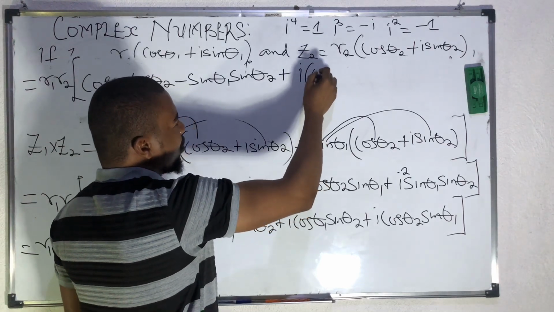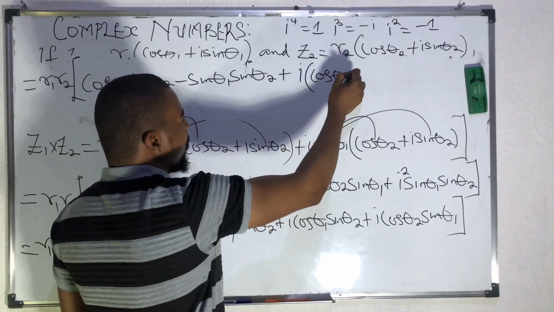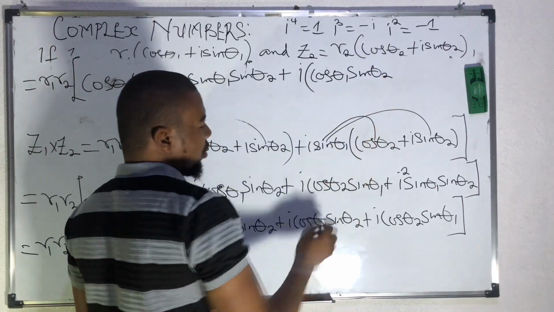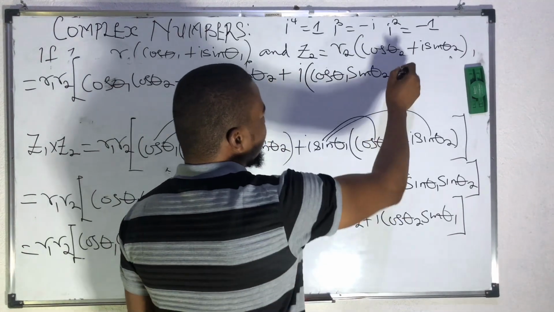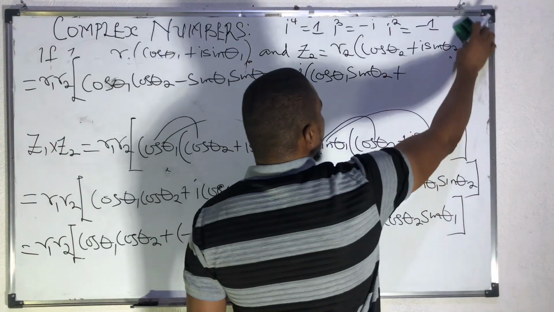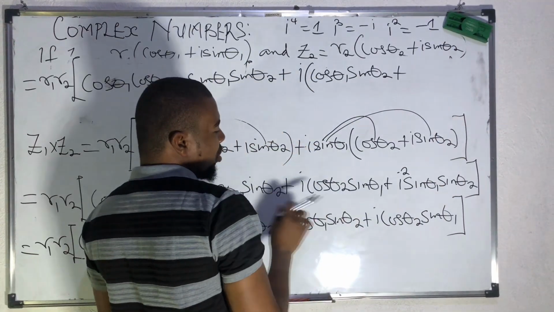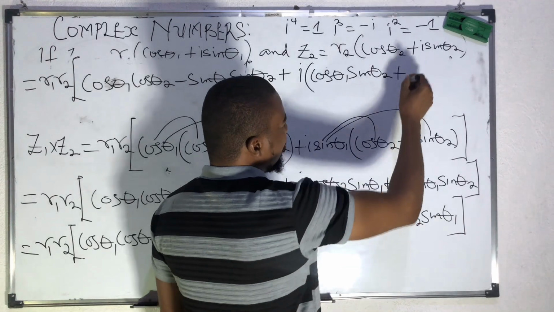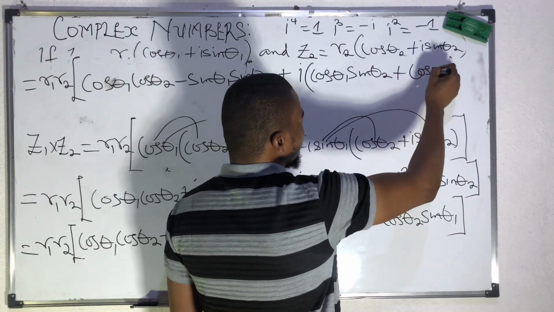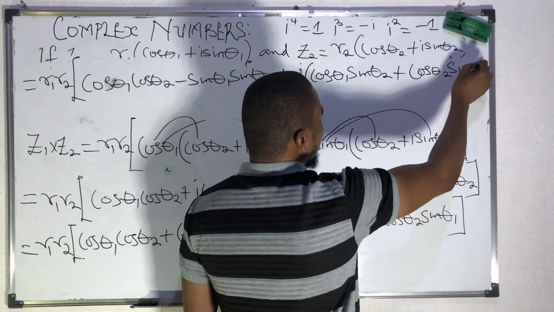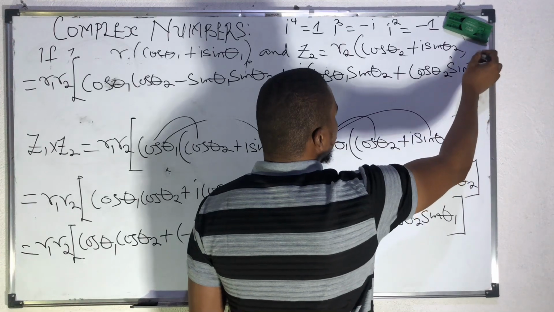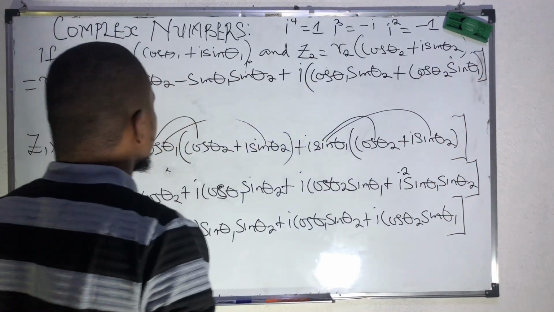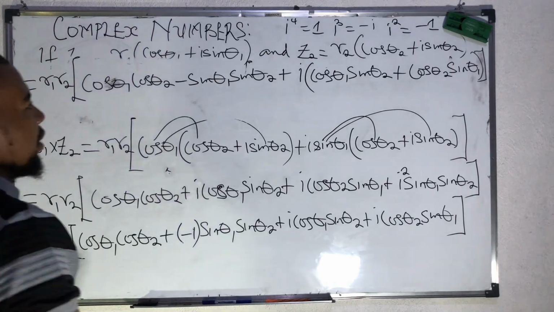So we have cos theta 1 sine theta 2 plus, remember the I has been factored out, so there is no need of writing it again. The next one is cos theta 2 sine theta 1. Okay, this is a very long one, but we can work our way through it.